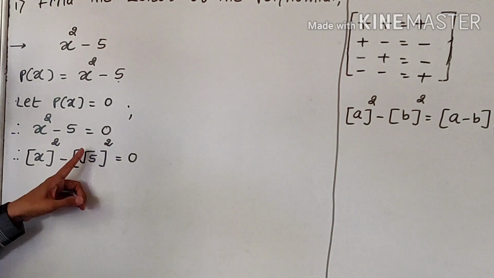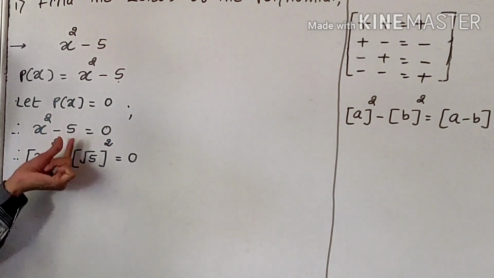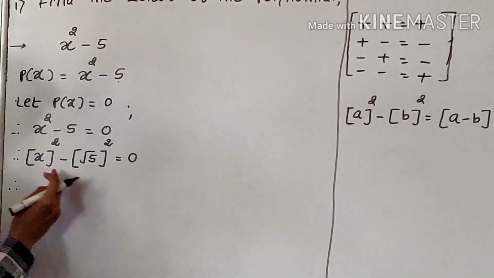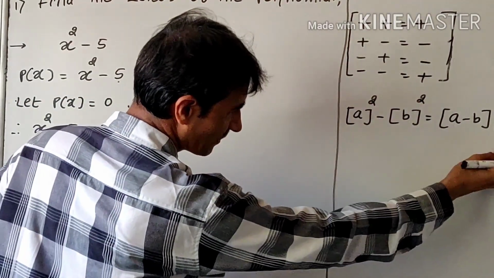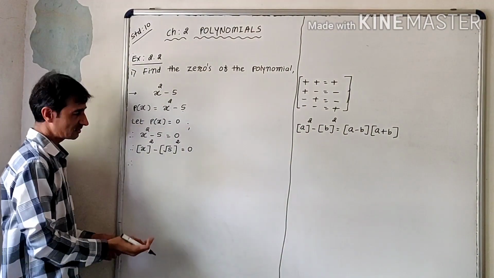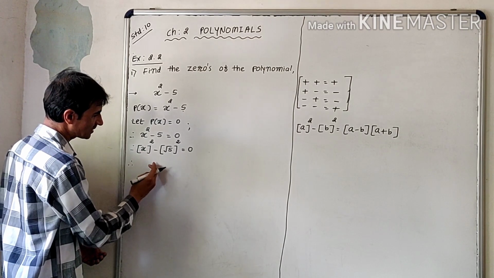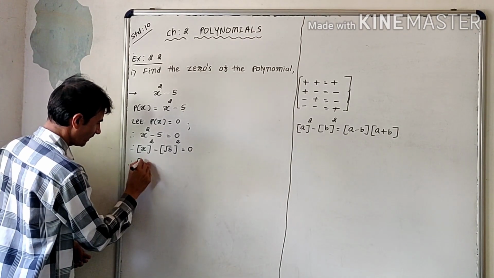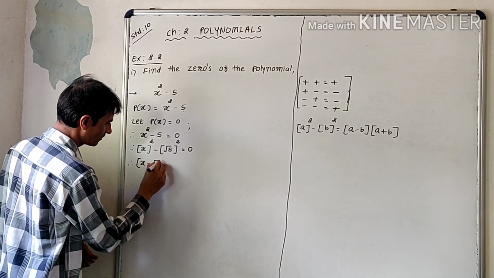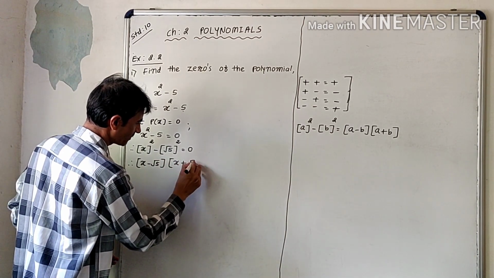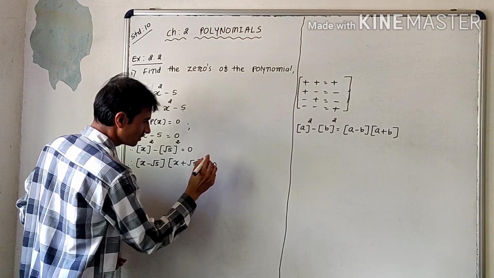When the square and the square root get cancelled, I have the 5. So the condition will be fulfilled. So what is the final answer? a minus b and a plus b. In the same way here, x minus under root 5 into second bracket x plus under root 5 is equal to 0.